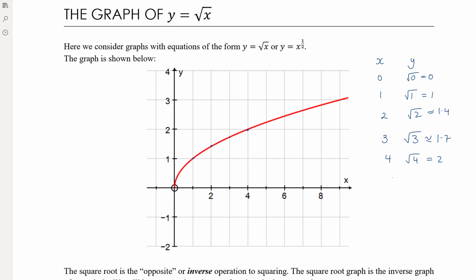And we could continue. The next most obvious point is when x equals 9, y equals root 9, which is 3. And we've got that point happening up there. So here is our square root graph.